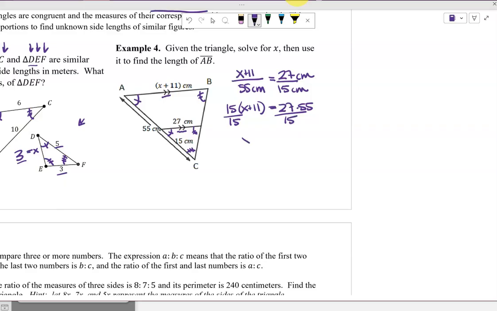Divide by 15. x plus 11 is then going to equal... 15 is 3 times 5. So 5 will go into 55 11 times, and 3 will go into that 9. So that's going to be a 99. And subtract an 11, and x is going to equal 88. I did this one without a calculator, but you can use a calculator to do 27 times 55 and divide it by 15.